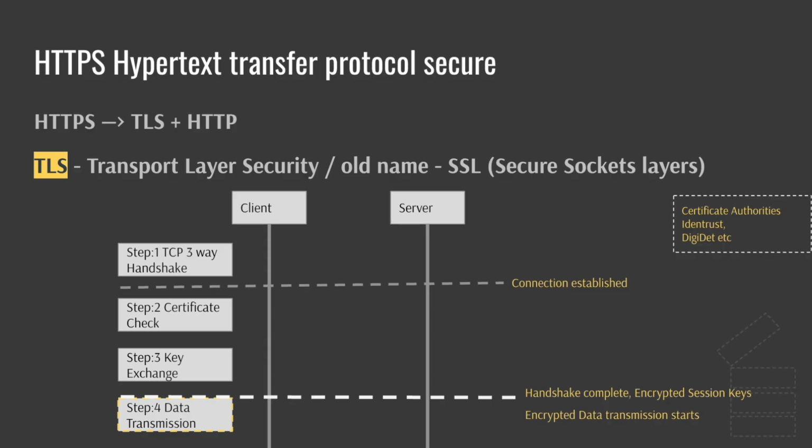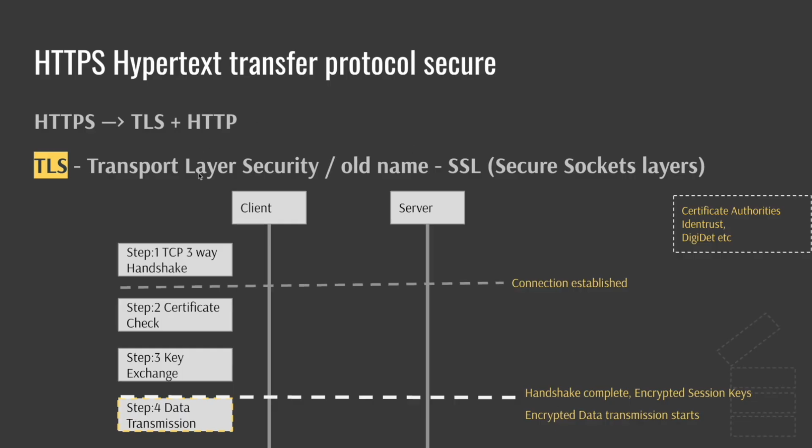In this tutorial, we will discuss how the entire process of encrypted information exchange works. On a high level, the process includes four sub-processes. The first one would be the TCP three-way handshake. The second would be a certificate check. The third one would be the session key exchange. And the fourth one would be the encrypted data transmission. So steps 1 to 3 deal with establishing a connection between the client and the server and exchanging the encrypted session keys. Step 4 is where the actual encrypted data transmission happens.